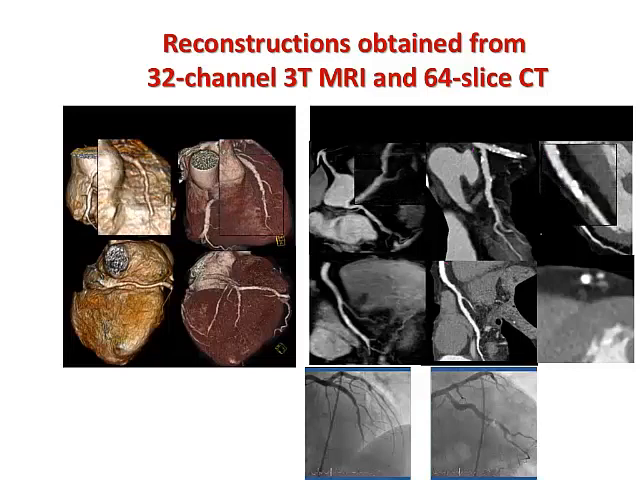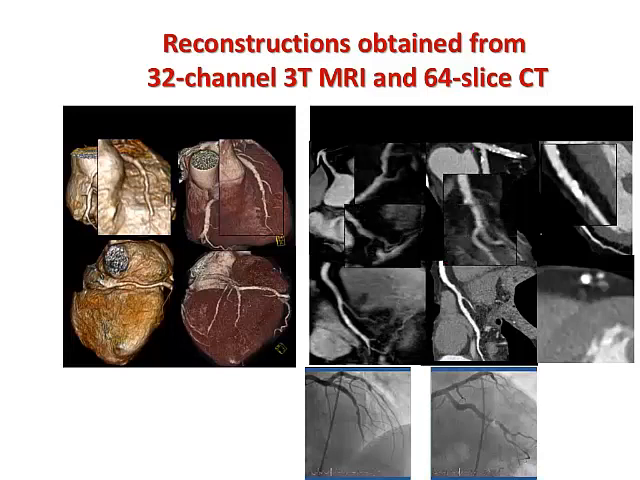With the MRI images and with the CT, we have heavily calcified lesions, and in the circumflex, we also have lesions using the MRI images and the CT. The invasive angiogram shows us the same results, significant lesions in the LAD and in the circumflex.